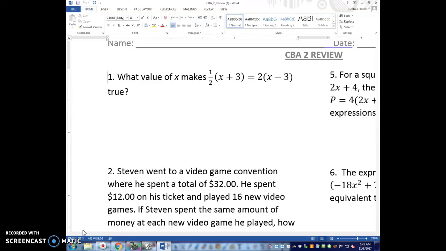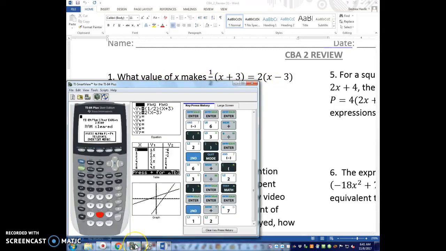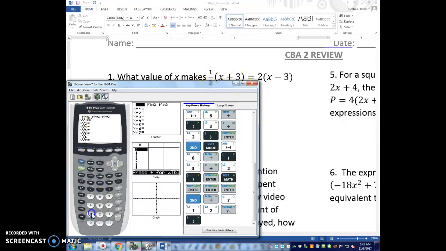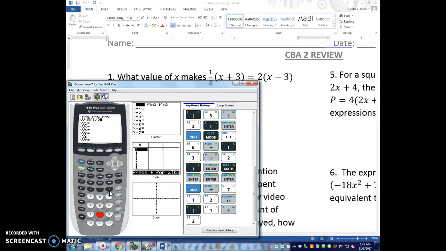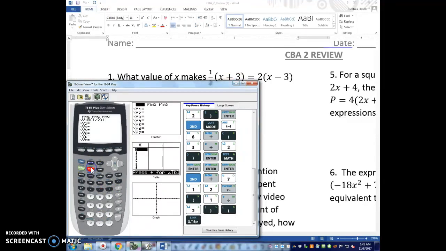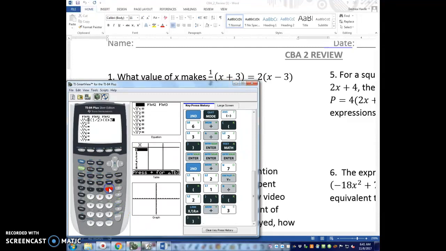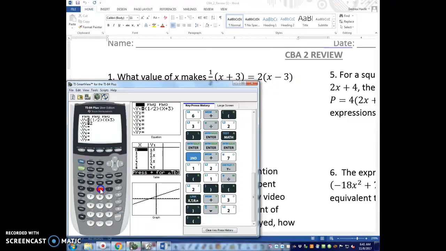So number 1, what value of x makes this statement true? So here's what we're going to do. Go to your calculator, go to y equals. I think this is the easiest way. In y1, type in the first half. So 1/2 times x plus 3. And then in y2, put in the other half. 2 parentheses x minus 3.